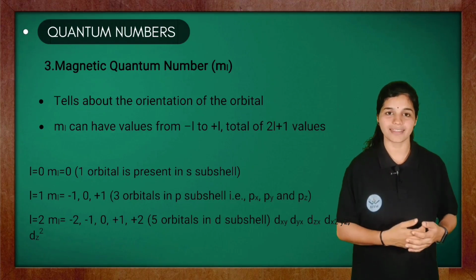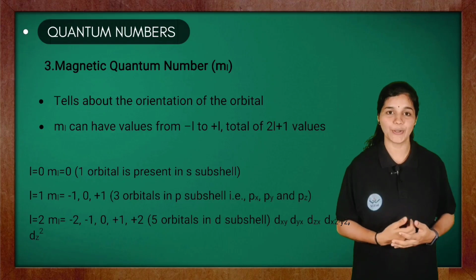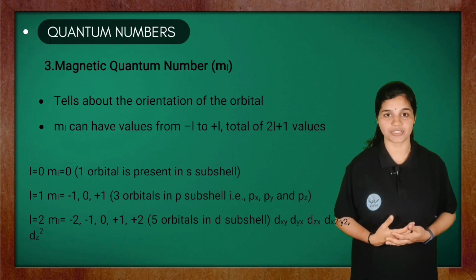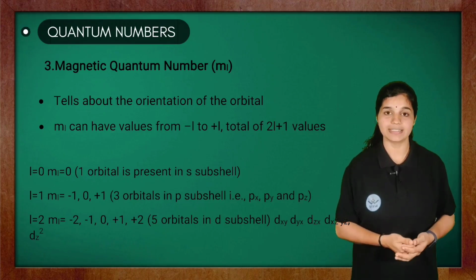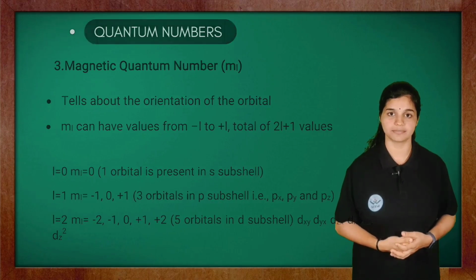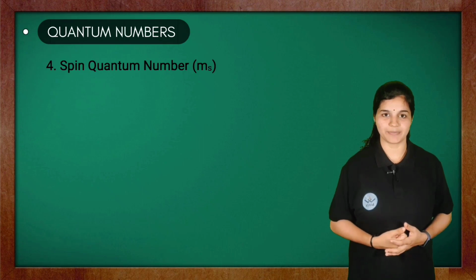To sum up, S subshell has 1 orbital, P subshell has 3 orbitals, D subshell has 5 orbitals, F subshell has 7 orbitals, G subshell has 9 orbitals, H subshell has 11 orbitals. Spin quantum number is represented by Ms.